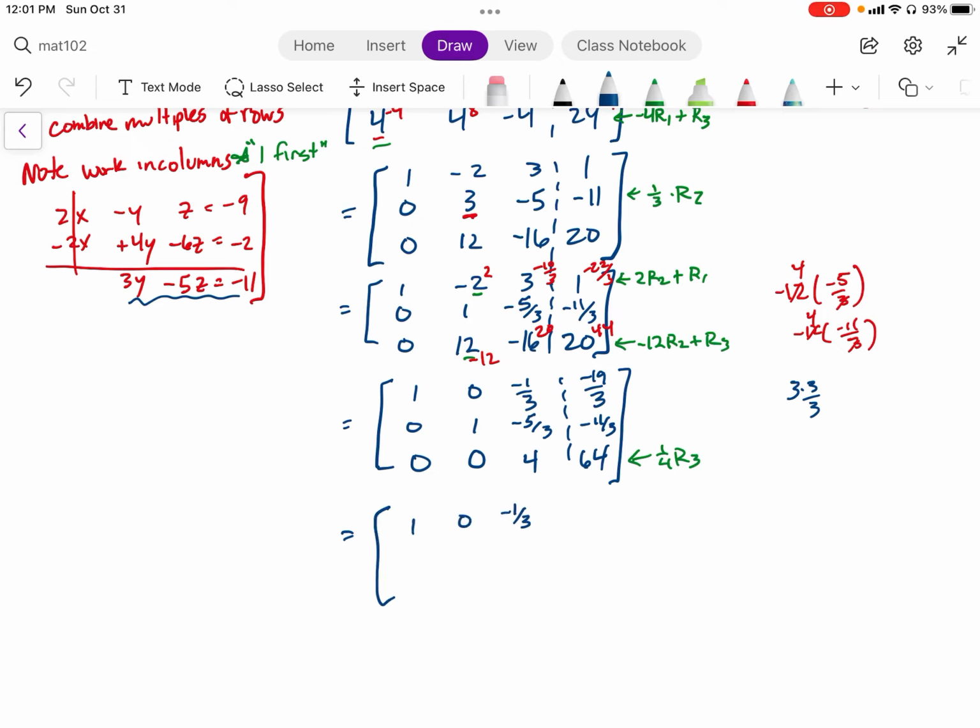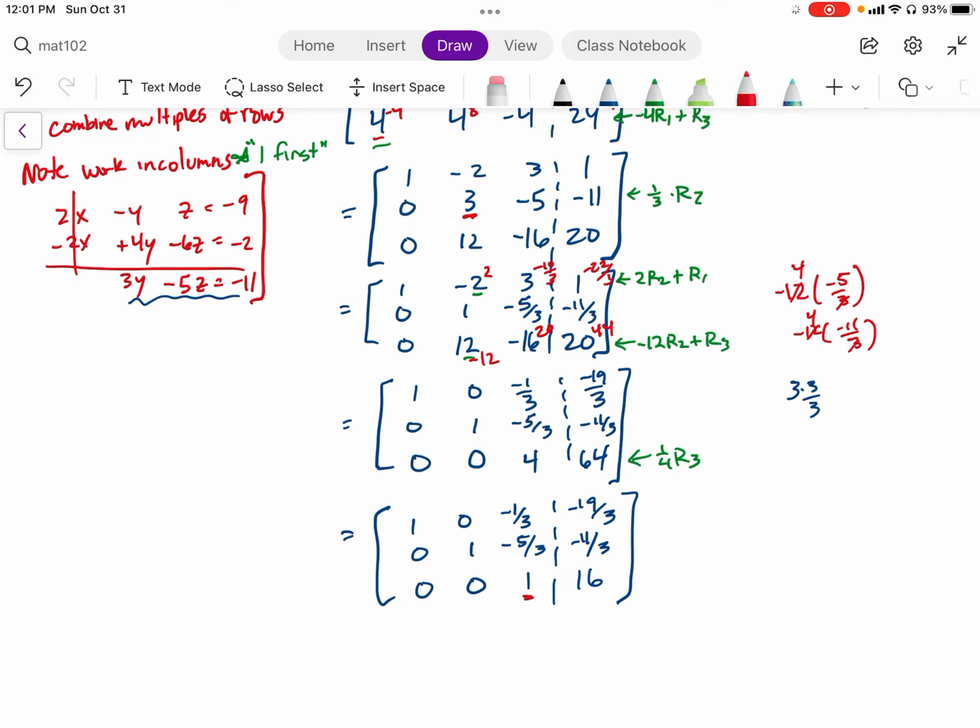The other rows are not being touched yet. The more practice you get, you could start trying to combine a couple steps into one, but I really don't want to mess up, especially while recording. 4 and a 64, I think, is 16. Okay, so we have one result.